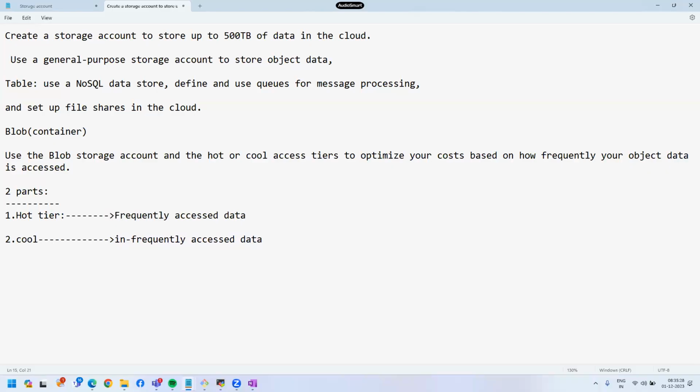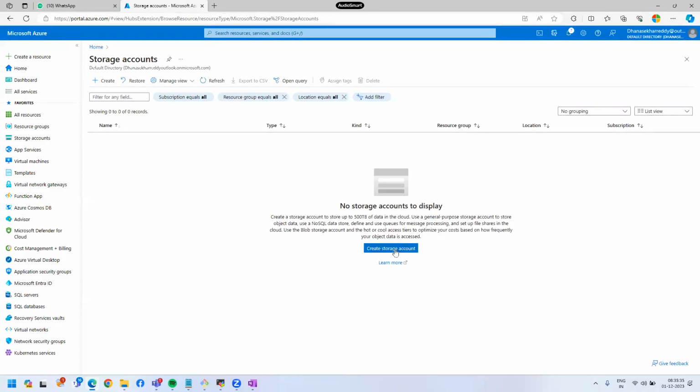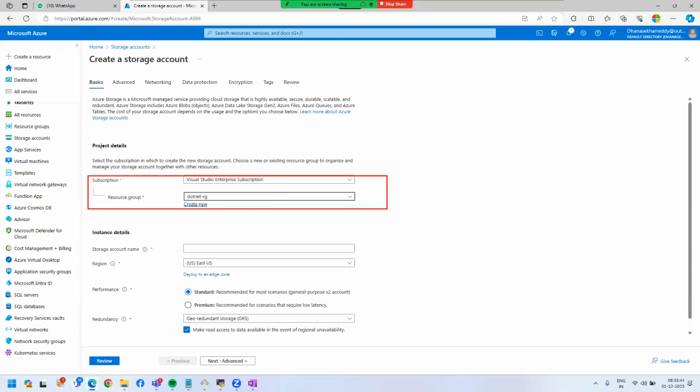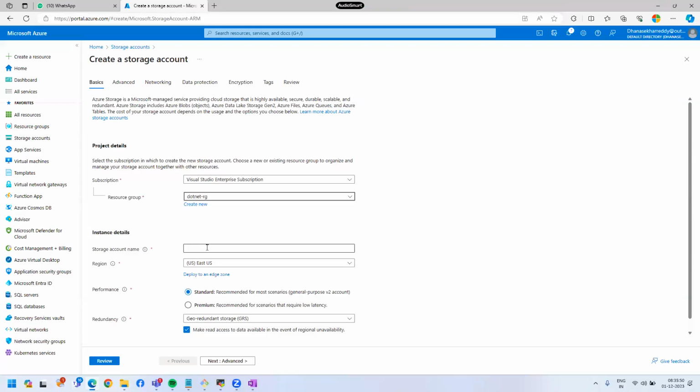Got it? Next, now look at my screen. Go ahead and create storage account. As usual, I am using .NET-RG as the resource group. What is the resource group? Collection of resources. Now I am going to create another resource called storage. As he said, storage account is a unique namespace. Copy this info, paste it.